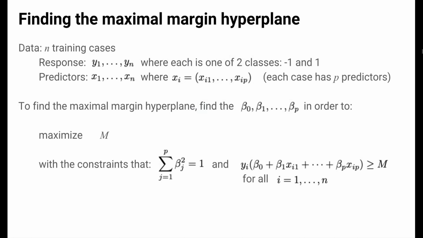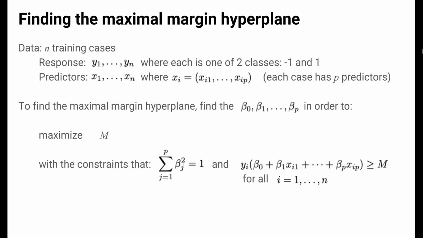So how do we actually find the maximal margin hyperplane? It's the solution to an optimization problem, which we're going to set up here. So our data consists of n training cases. The response variables are y1 through yn for each training case. The classes are -1 and 1. There are n predictor vectors, so x1 through xn, where each x is a vector of p different predictors.